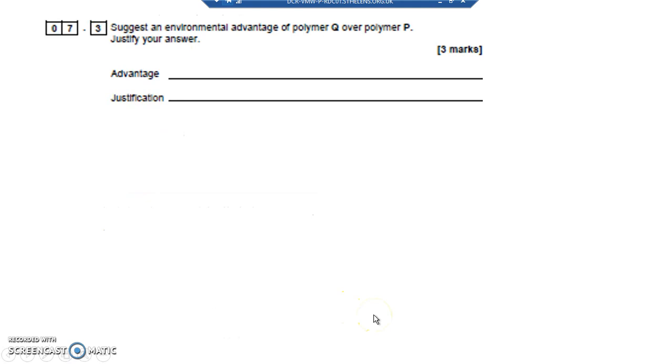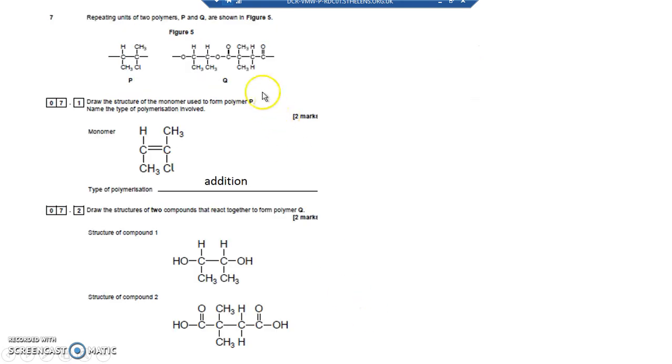An advantage of Q over polymer P. Well, Q makes water here, so when you have the alcohol reacting with the carboxylic acid, it makes water. So this reaction here is a condensation reaction that makes water. You need a little bit of acid to do that. A little bit of sulfuric acid would catalyze that reaction.